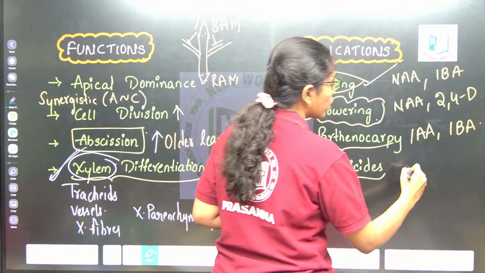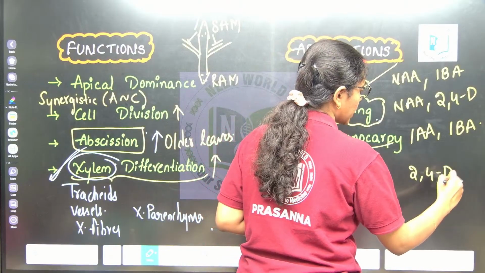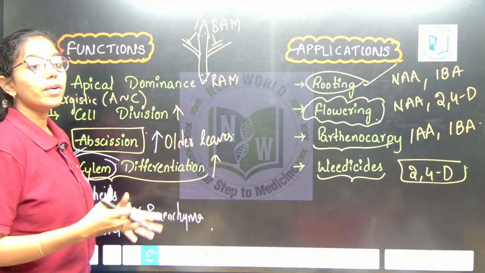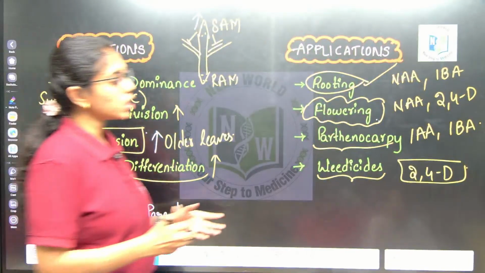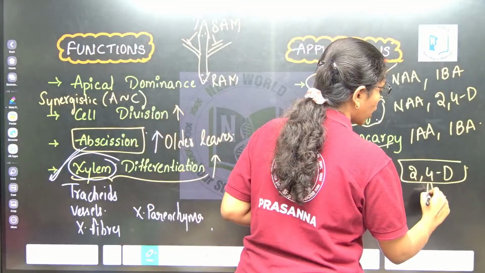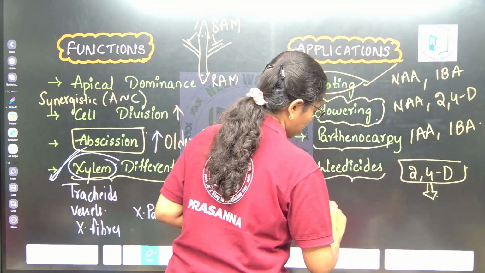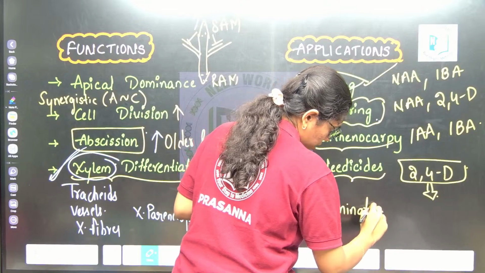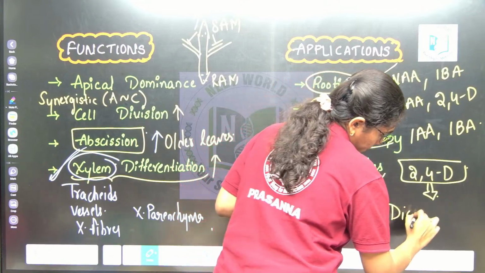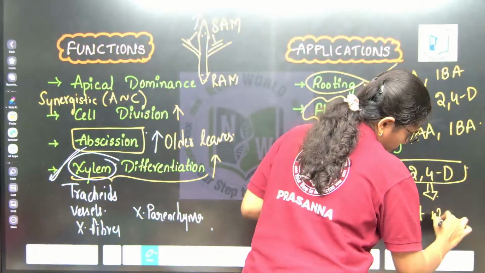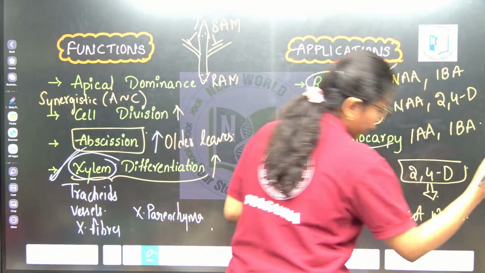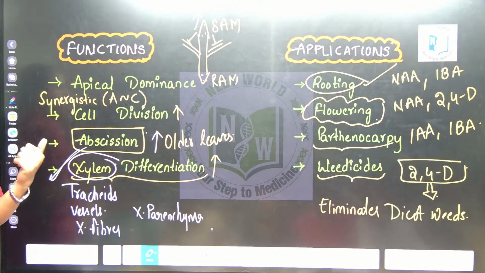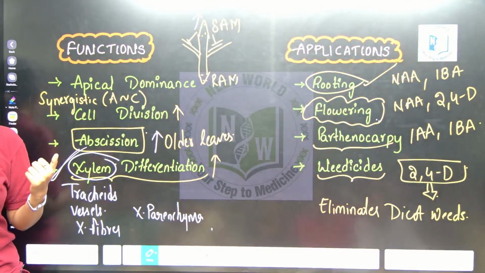When 2,4-dichlorophenoxyacetic acid is sprayed over the lawns, that will give weed free lawns. Especially this will eliminate dicot weeds. Clear with all the functions and applications of auxin, ma? Yes.